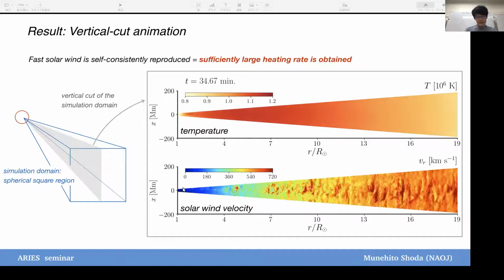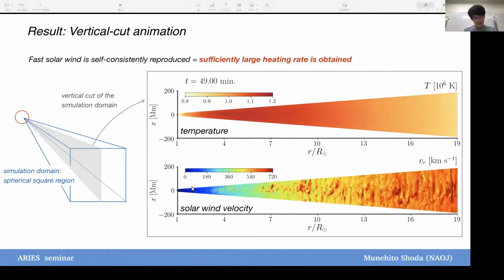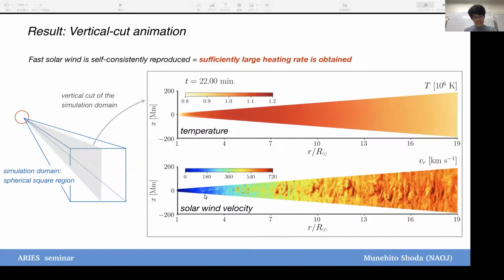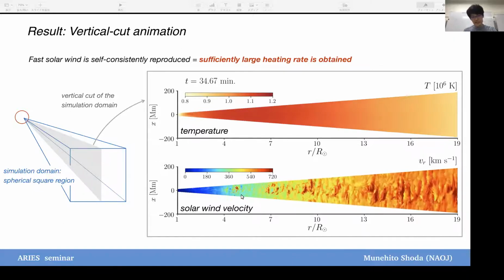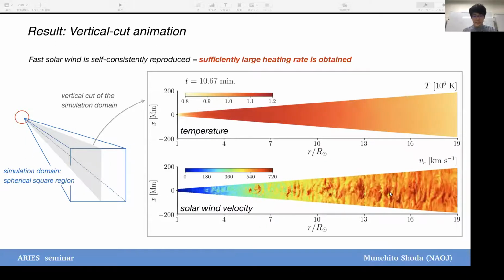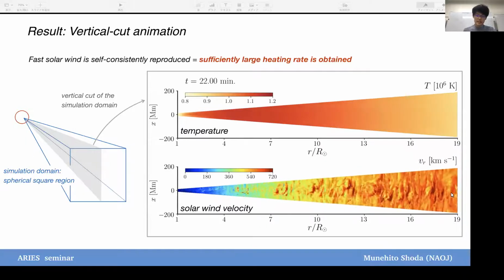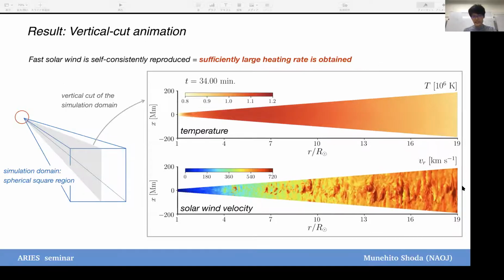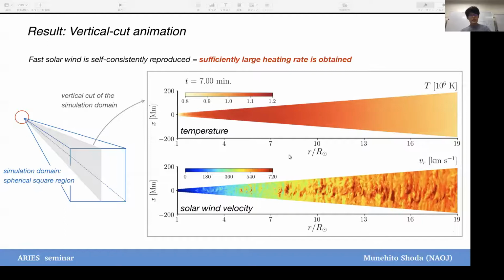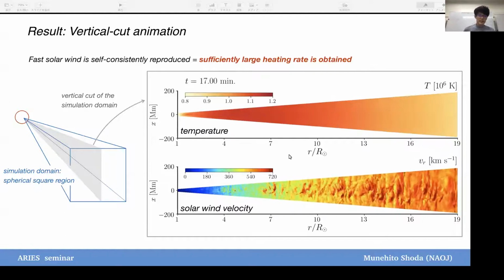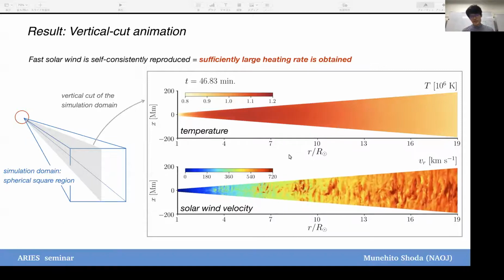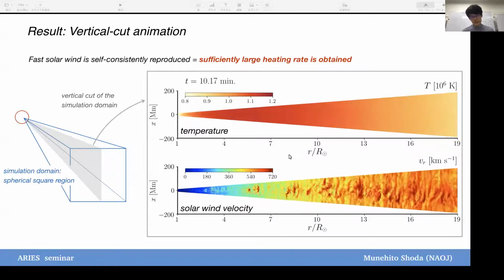And the solar wind is not accelerated near the sun, but if you get farther and farther, then you can clearly see the solar wind is gradually accelerated to 600 kilometers per second. So it is a typical fast solar wind. Anyway, by direct numerical simulation, we can reproduce the heating and acceleration of the solar wind.